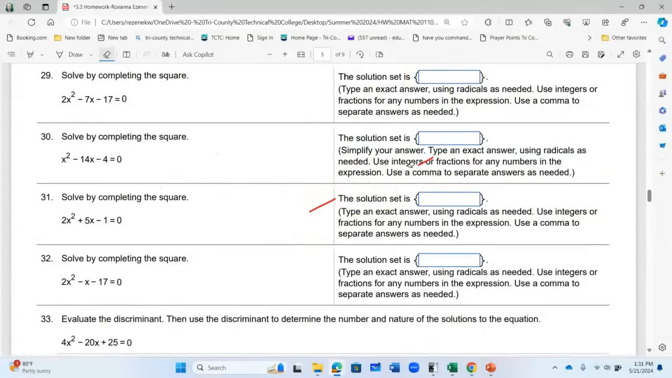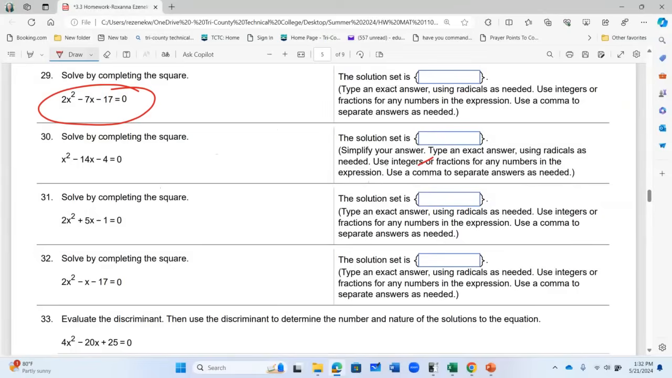All right. So on this one, let's talk about an equation that has a coefficient. If a quadratic equation has a leading coefficient that is not 1, and you are trying to complete the square, it's going to be a little bit long. So let's go to number 29 and try that.